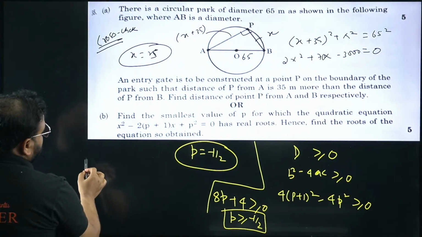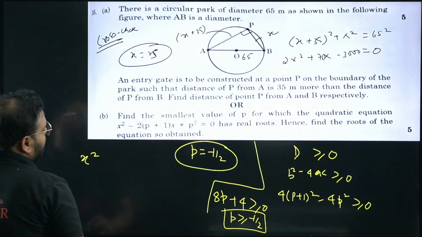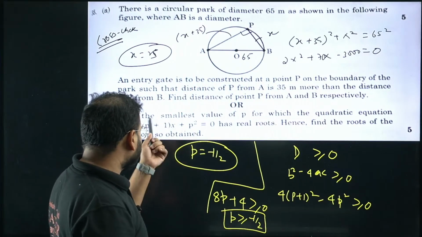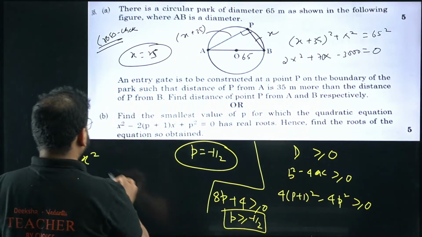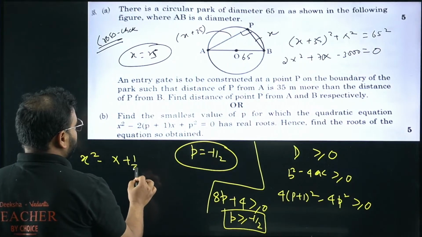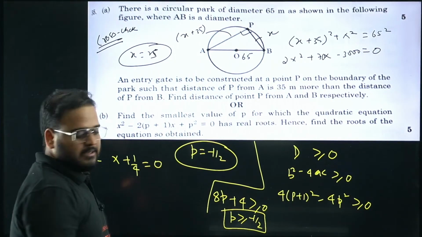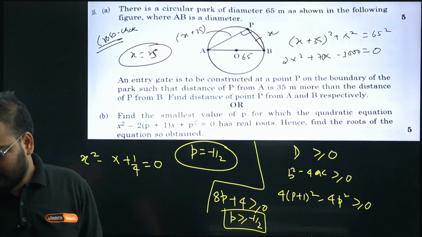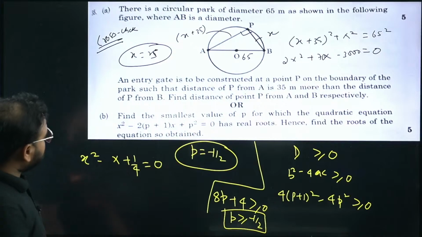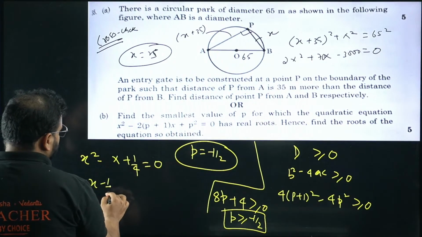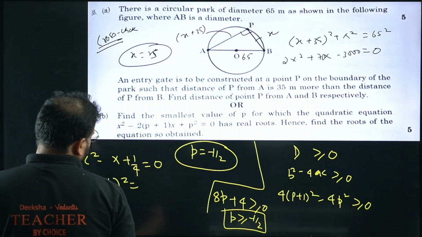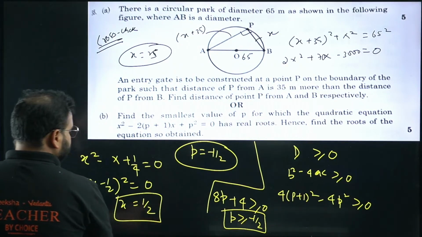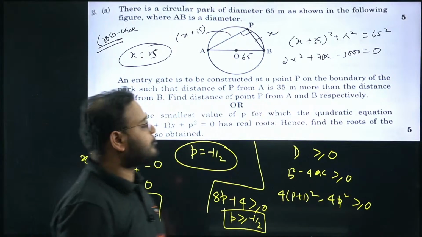So you'll have this as x square, and it will become minus 1 by 2 plus 1, which becomes plus 1 by 2. So again you'll have x square minus x plus 1 by 4 equal to 0, right? Have a look. This is right. If you solve this, it's the formula for x minus 1 by 2 the whole square. How much is that? Simply x equals 1 by 2 is your answer. Okay, 35th one is done.